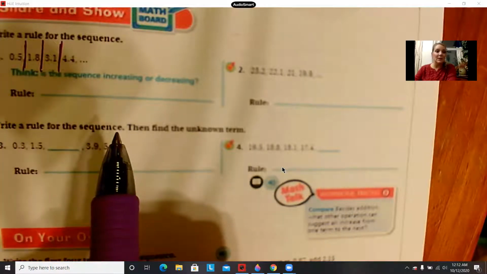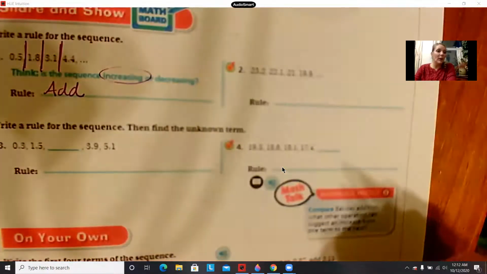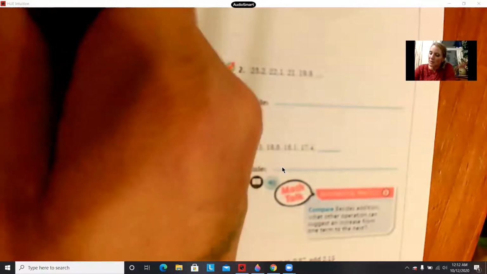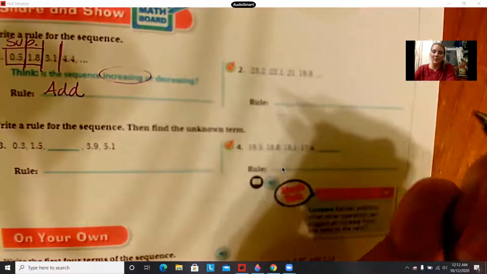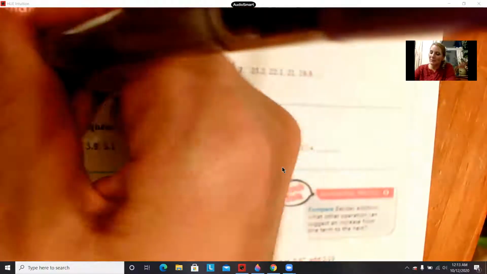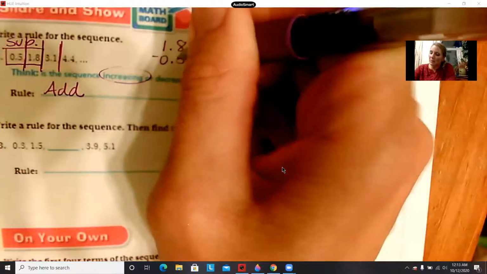So I see that my numbers are increasing, definitely. So that means that my rule must be to add. Now add what? Well, again, we're going to take those first two terms in the sequence and subtract them. Okay, largest number on top. So what are my two numbers there? The largest number on top, and subtract the smallest number.